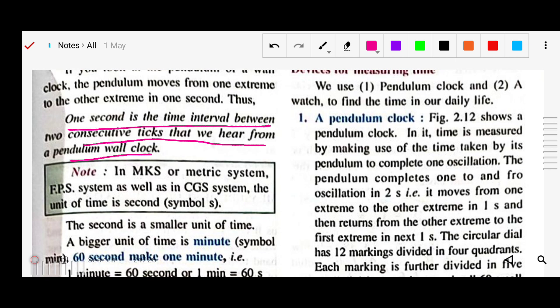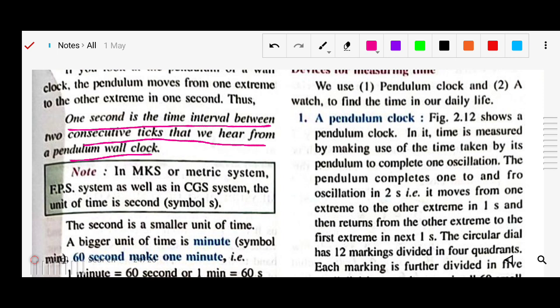If you have not noticed, you can go on the internet and search about it. You will hear the sound tick tick. So there is a first tick and a next tick. The duration between the first tick and the second tick is called 1 second of that particular watch, which is called the pendulum watch.